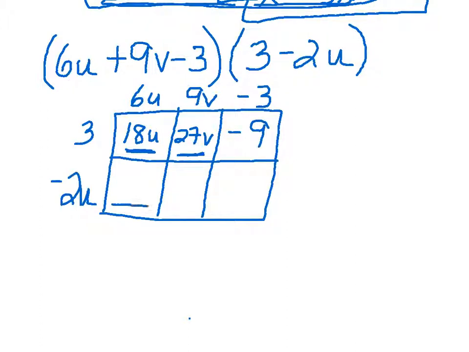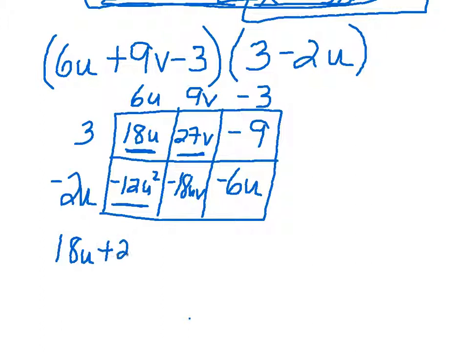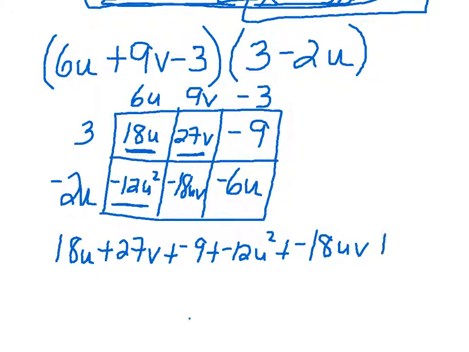Alright, negative 2u times 6u. U squared on that guy. And then negative 18. Uh-oh, my box is kind of small. We have a uv in that box. And a negative 6u. Alright, I hope if you're trying this by yourself, it's feeling okay. 18u plus 27v plus negative 9 plus negative 12u squared plus, I don't know if we'll be able to have any terms to combine, plus negative 6u.